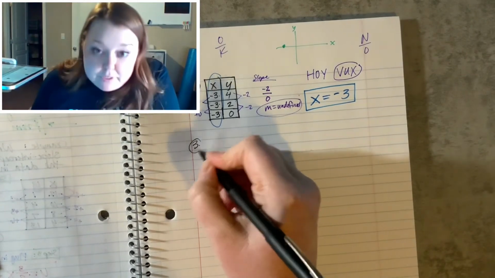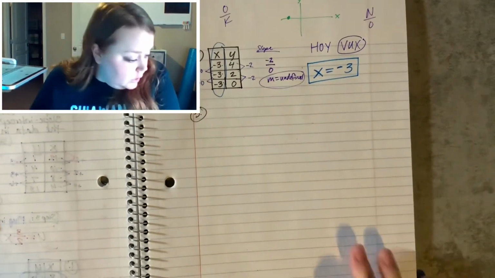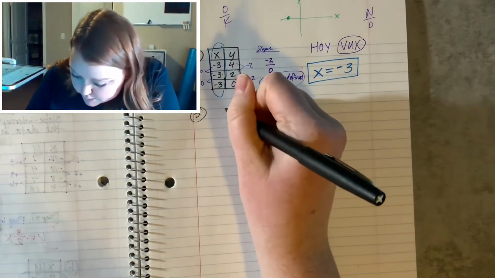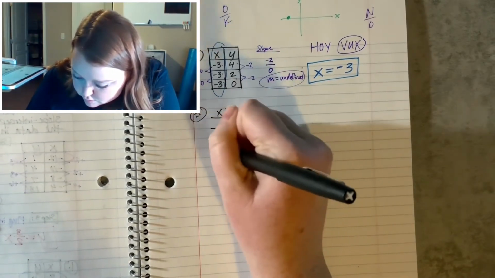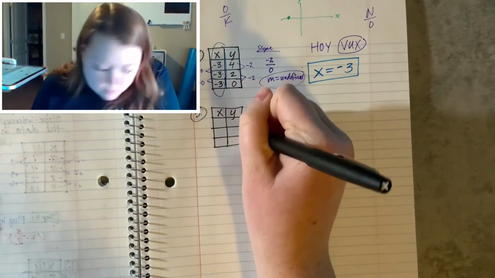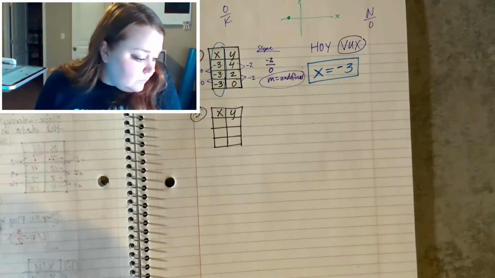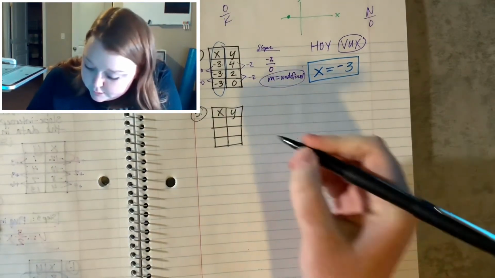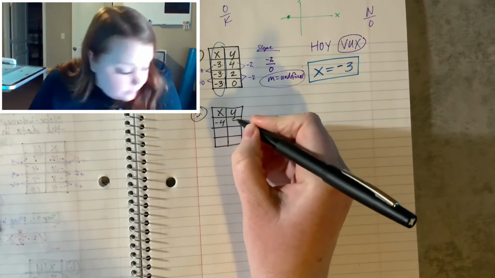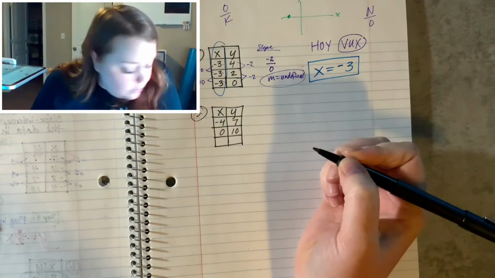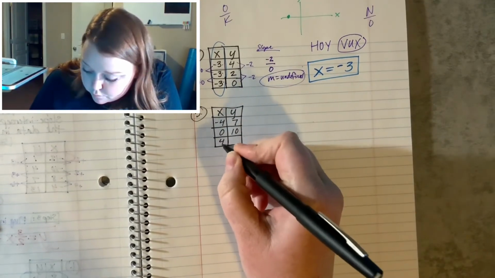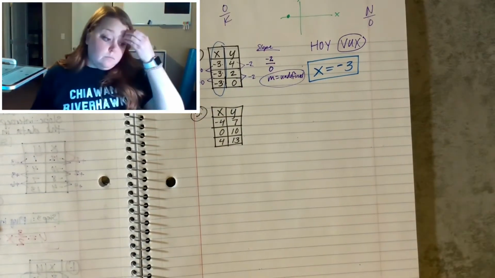Okay, here's number 3. Set up a table, please. Do 3 ordered pairs. Here you go. -4, 7, 0, 10, and 4, 13.